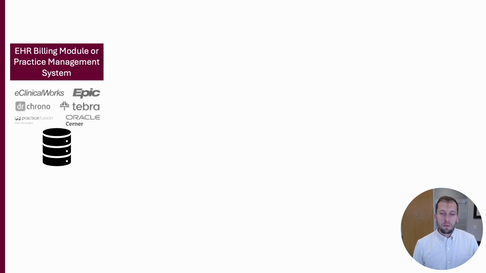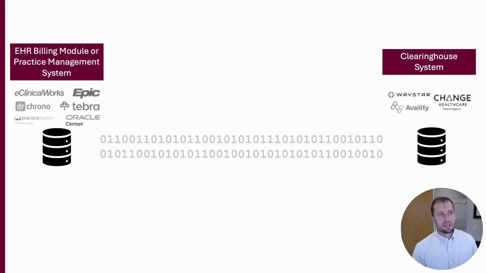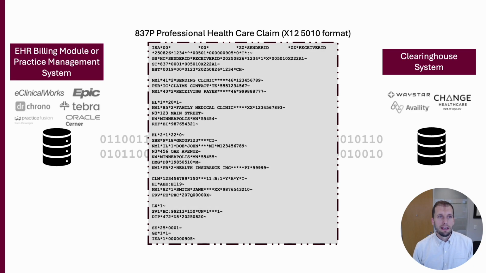Fortunately, of course, we no longer have to submit paper claims. In most cases, we're doing this electronically, right? So we're sending these claims from our EHR billing module or the practice management system to the clearinghouse. So that's Change or Availity, Waystar, whatever the case is there. All right, and so this is going to be sent in this 837P professional healthcare claim X12 5010 format.